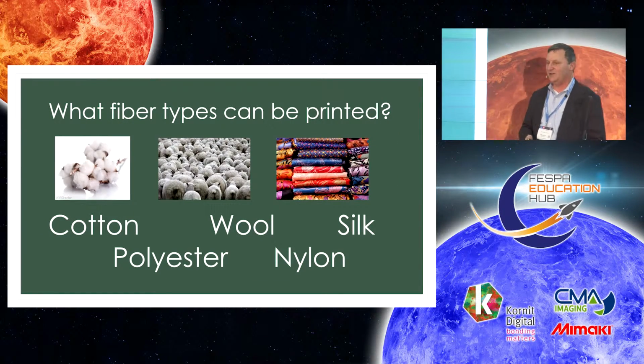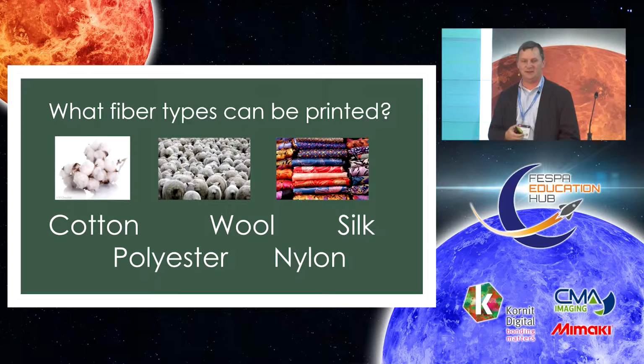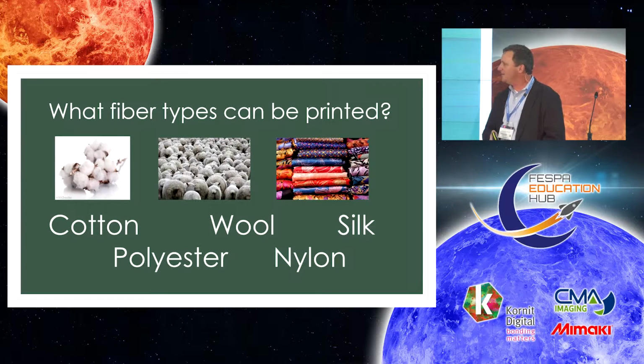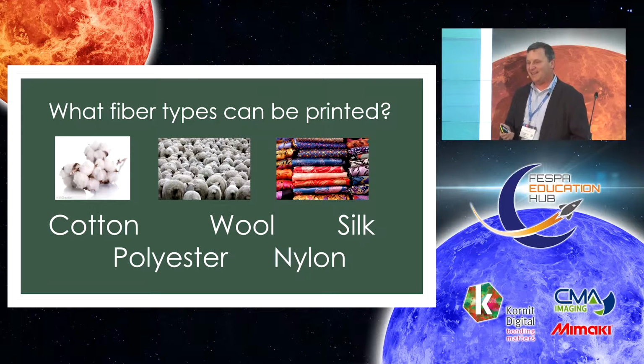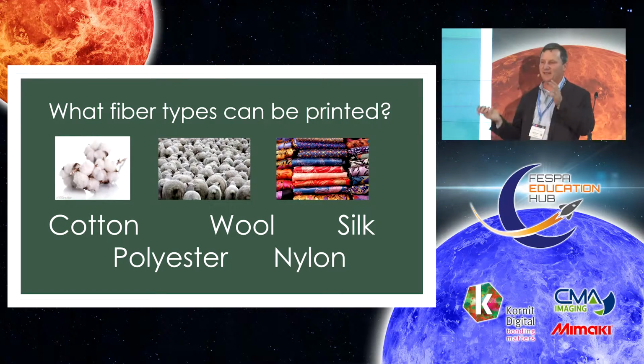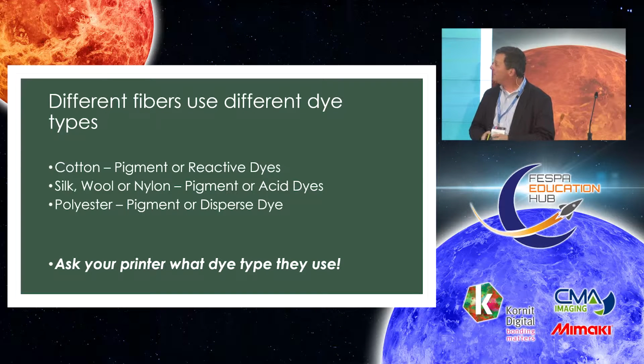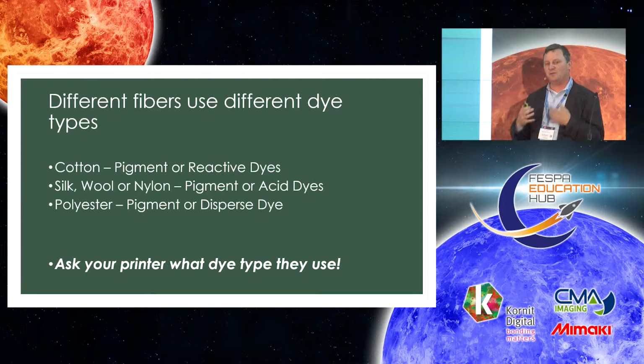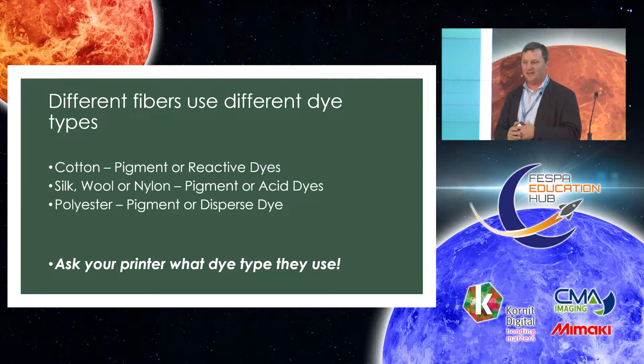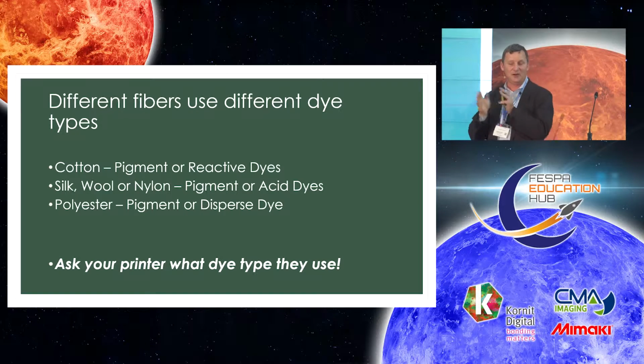So people always ask me, what fiber types can I print with digital textile printing? 20 years ago, I would have given you the same answer. And these have fallen in and out of favor as the industry progressed. But we can print cotton, wool, silk, polyester, and nylons, just like we can with conventional printing. The different fiber types use different print processes. And this is pretty important if you're getting into digital textile printing, because you have to match your dye or pigment up to your fiber type.